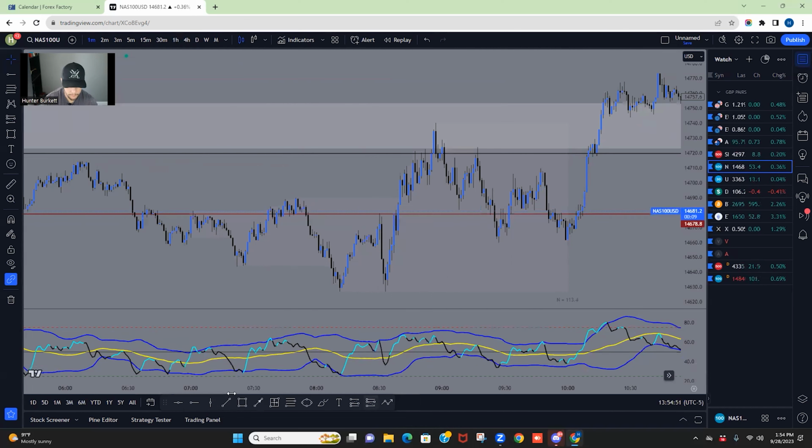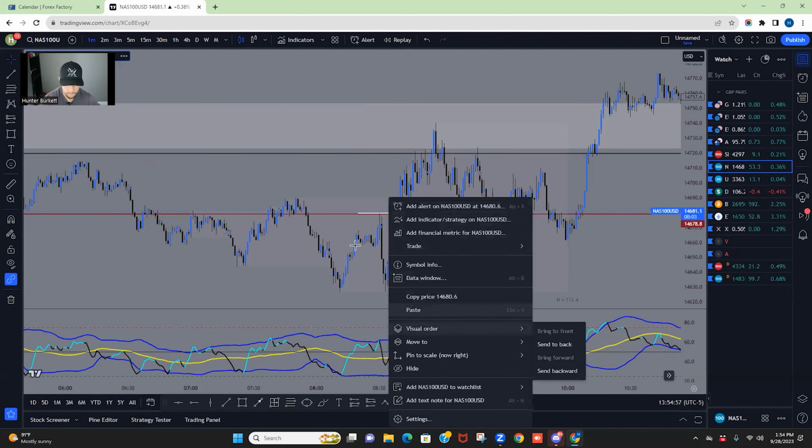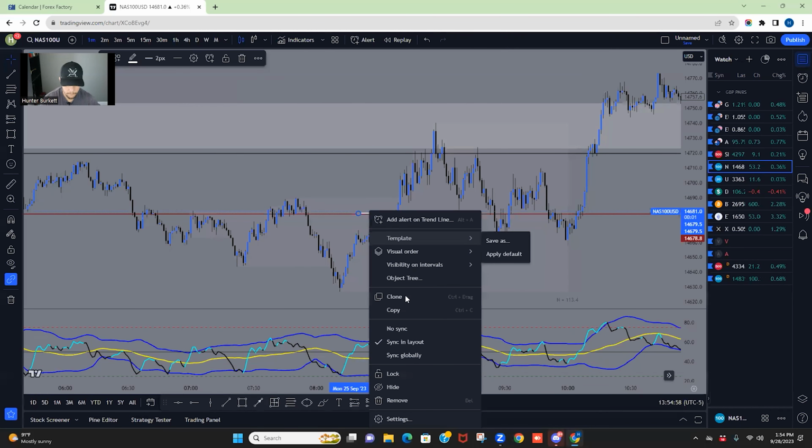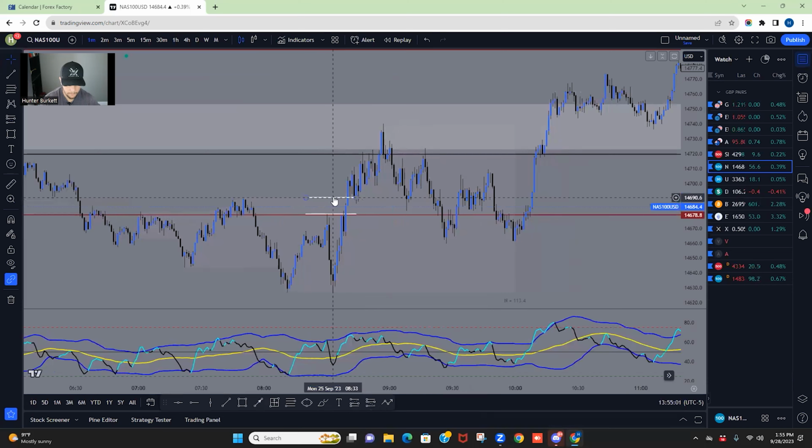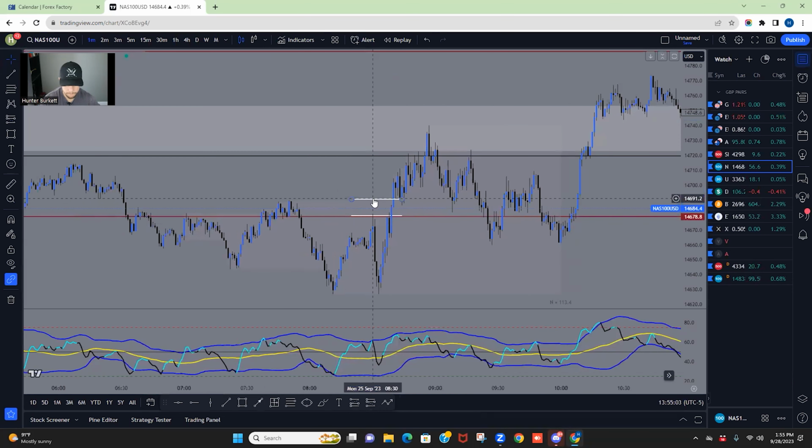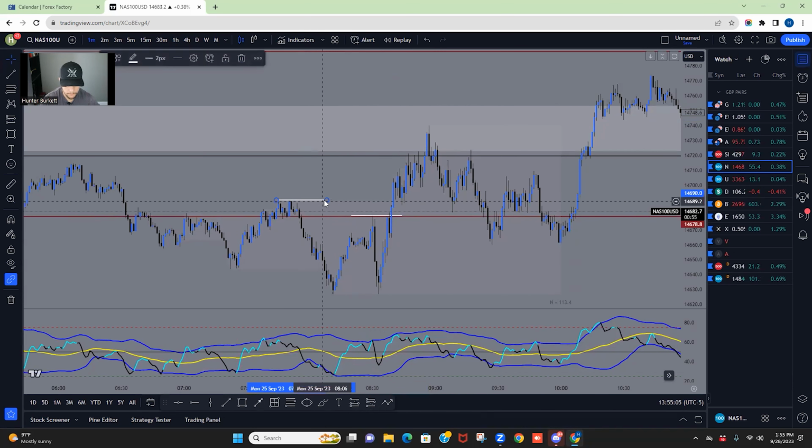We break this high, and we break this high. And we break structure on both. Now, once we break structure, here are your 2 entries.